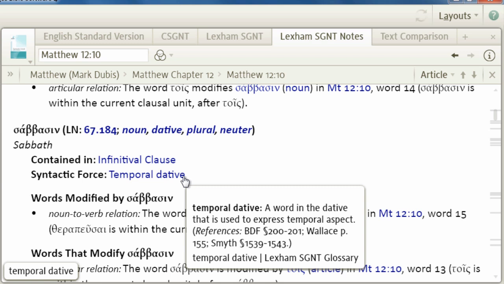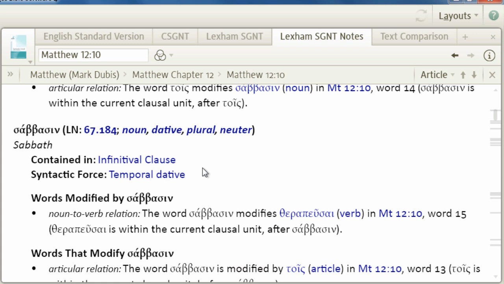But when the dative is used with reference to time, it's talking about a point in time. This is different from the genitive and the accusative cases, whereas the genitive talks about a kind of time, the accusative talks about the extent of time, the dative talks about a point in time. And that's why you have a translation like on the Sabbath rather than during the Sabbath.